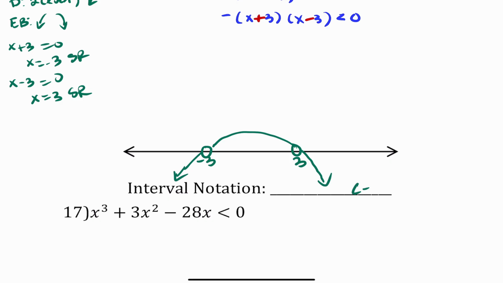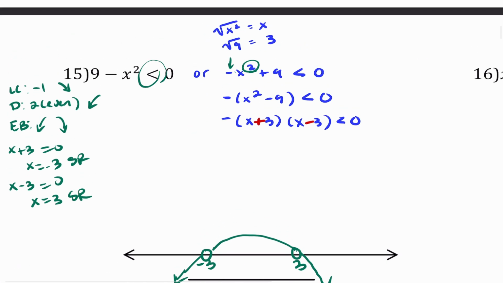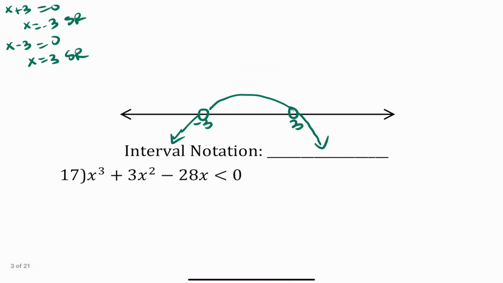So your answer is -3. Oops, what am I doing? I'm going ahead. Let's see. It's a less than symbol, right? So I need to shade below. So that would be here and there. So I'm going from -infinity to -3.